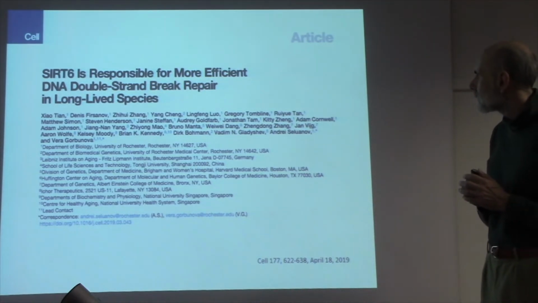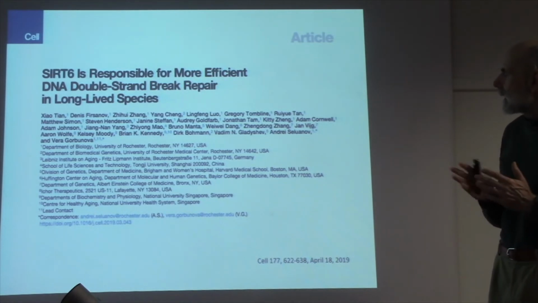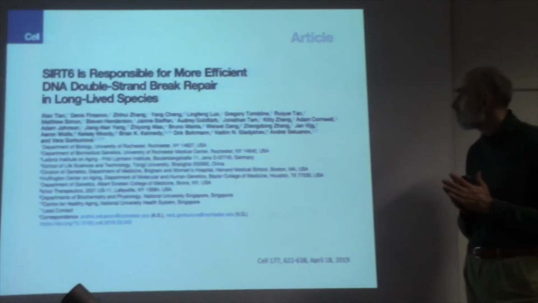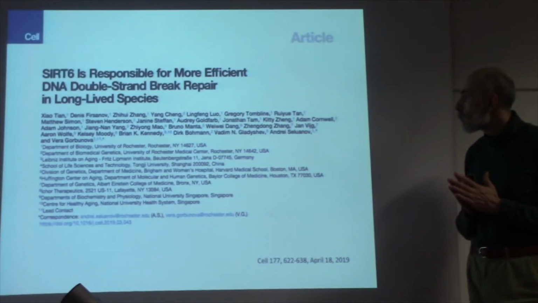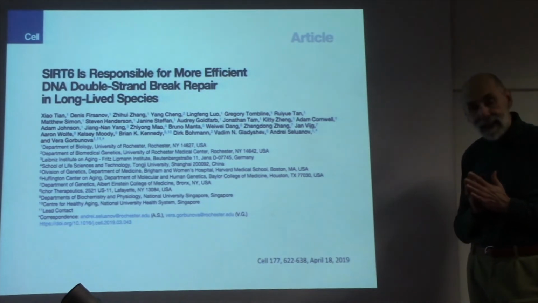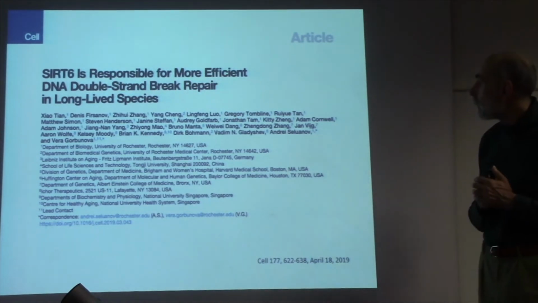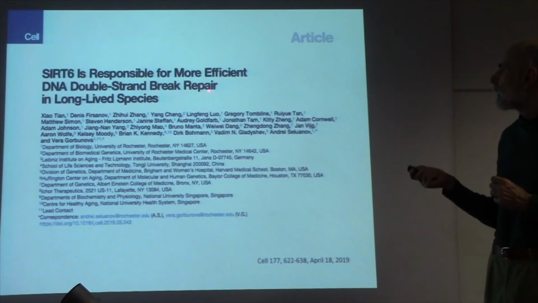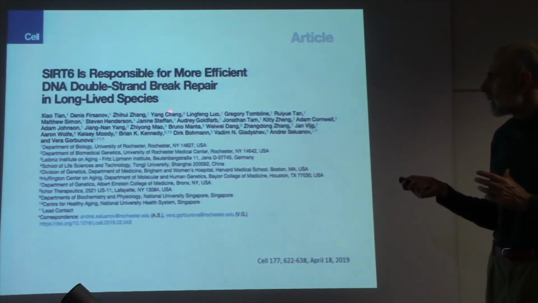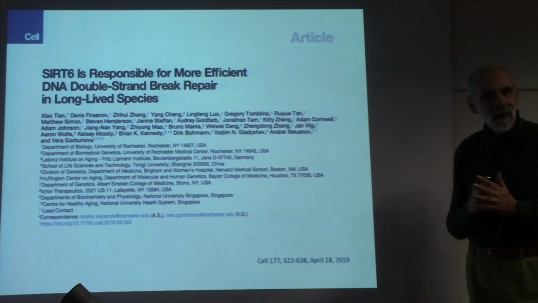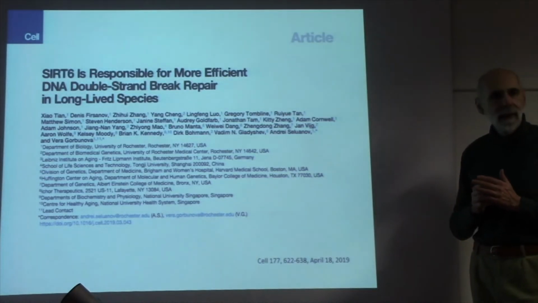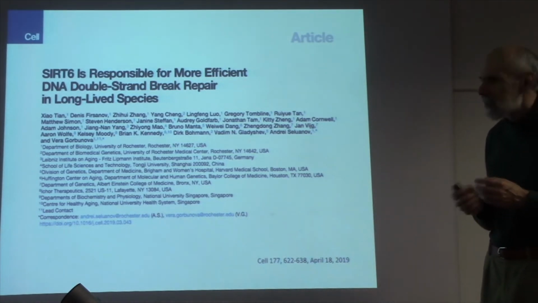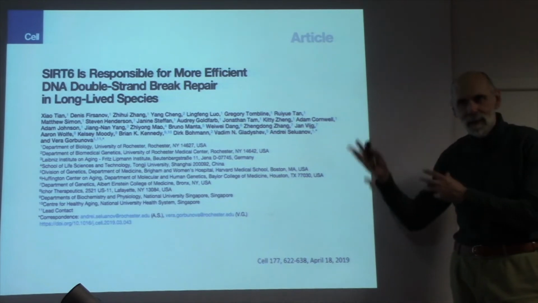First of all, what is the paper about? The paper says SIRT6, which is a deacetylase, is responsible for more efficient DNA double-strand break repair in long-lived species. Now, the title is not so exciting, apparently. Well, if you're not interested in DNA repair, who cares about that? And what does long-lived species have to do with the previous part of the title?